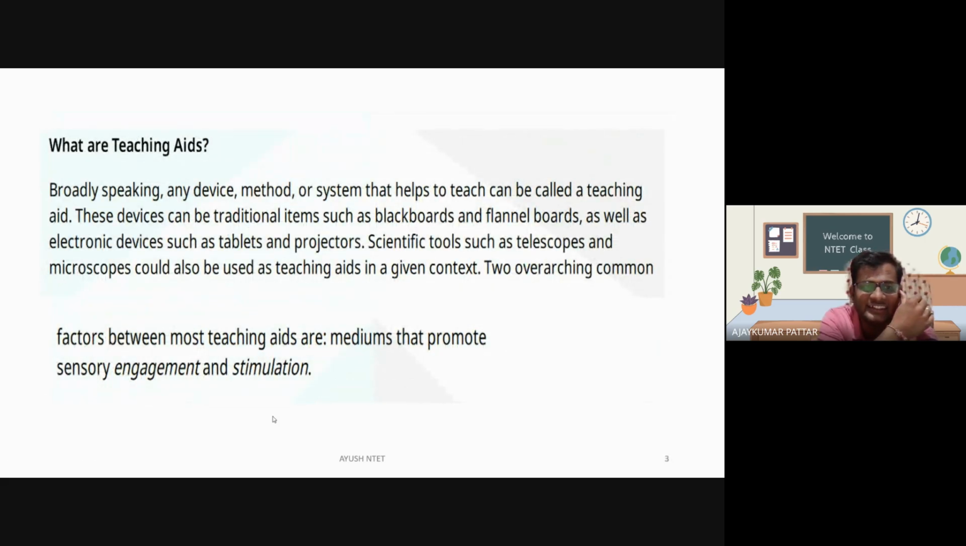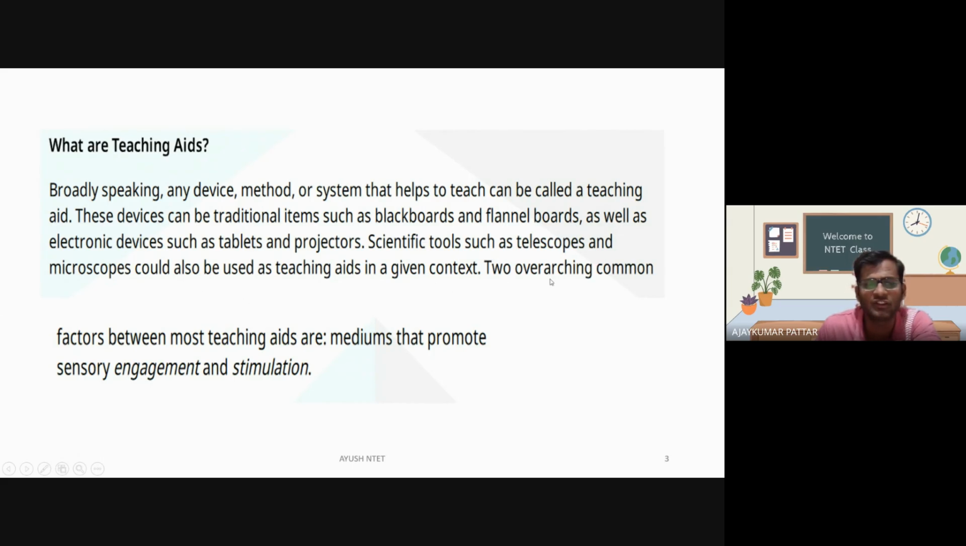So what are the teaching aids? Broadly speaking, any device, method, or system that helps to teach, this word is important, that helps to teach can be called a teaching aid. These devices can be traditional items like blackboard, flannel boards, or electronic devices, or scientific tools like telescope, microscope, etc. They are used as teaching aids in a given context.